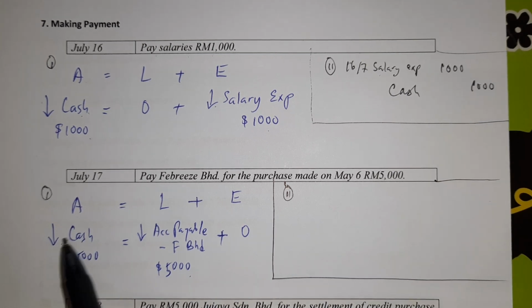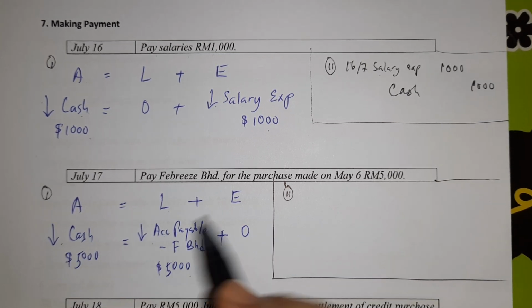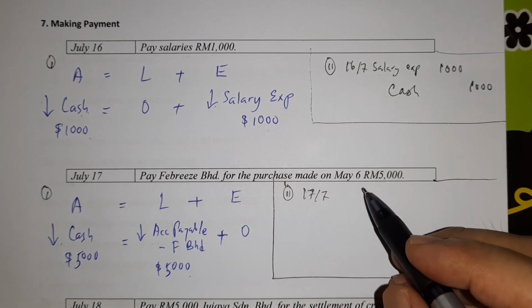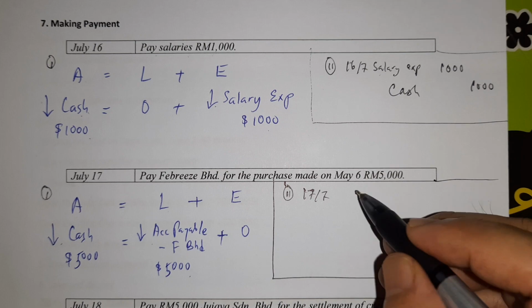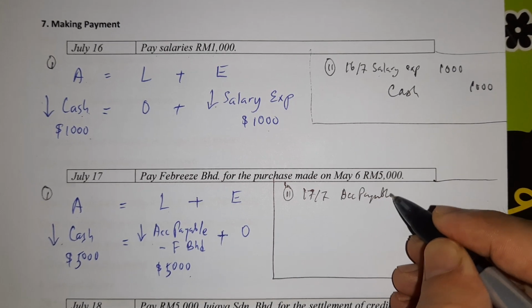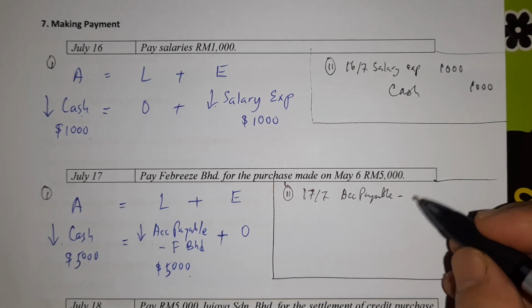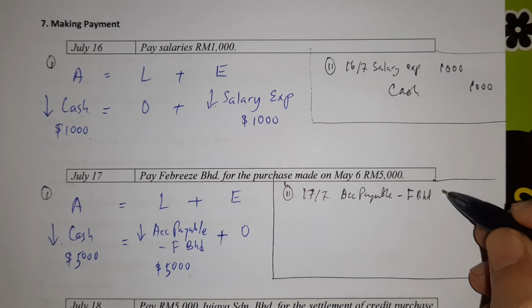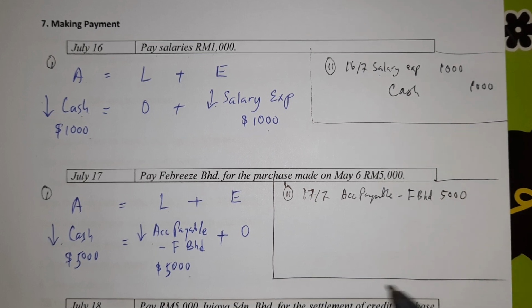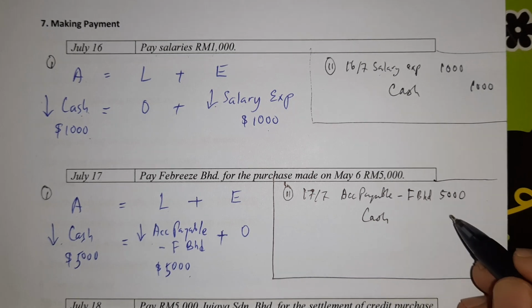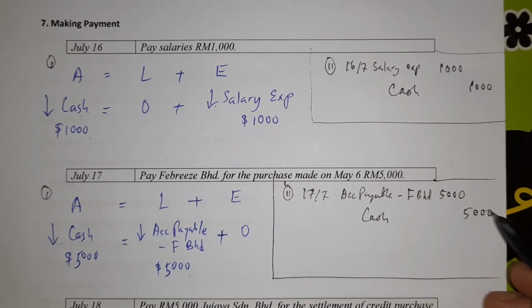Asset decrease, you credit. Liability decrease, you debit. So the date is 17th of July. You debit the account payable. So debit account payable, Fibris Berhad. The amount is 5,000. And then asset decrease, you credit. Credit account cash 5,000.